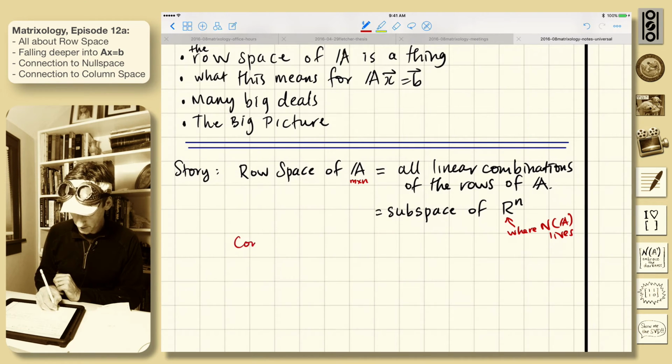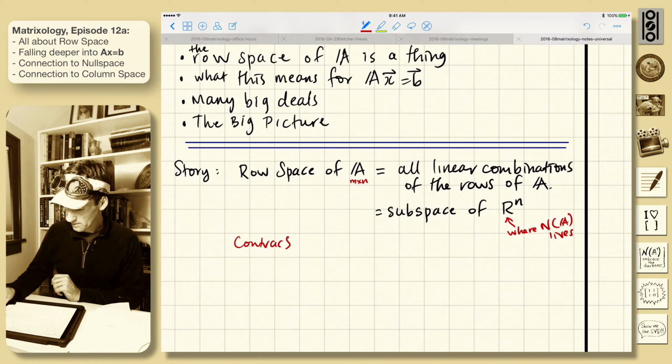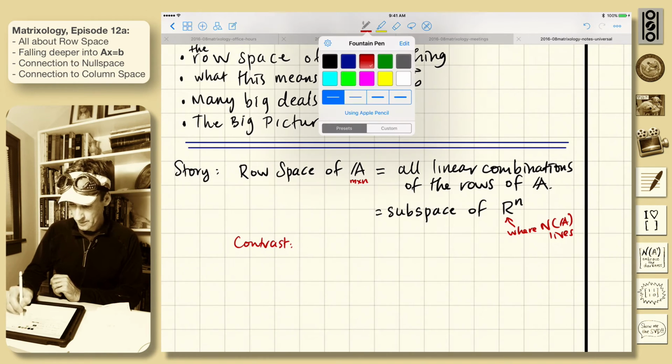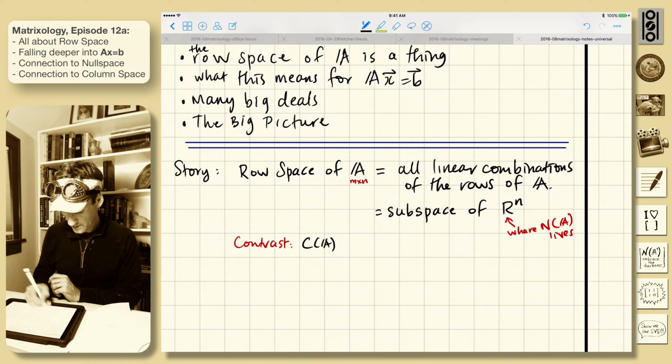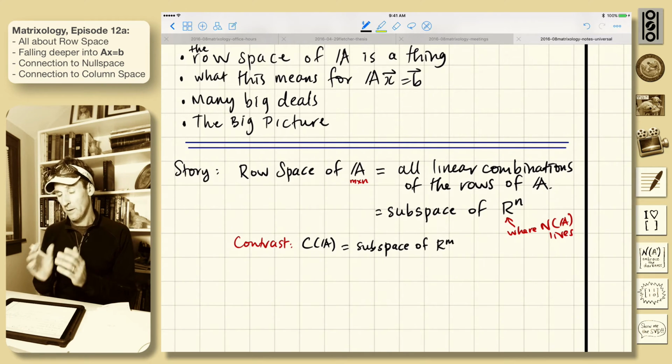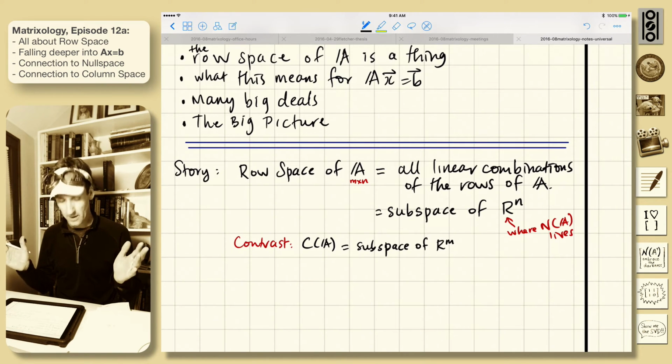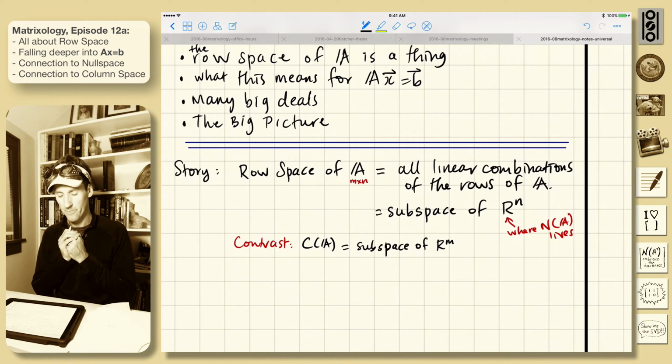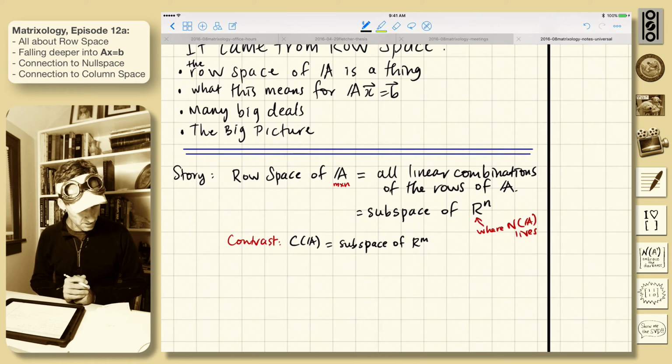Contrast with the column space of A, which is a subspace of R^m. You might imagine the transpose is going to matter here. The row space of A transpose will be A's column space, and the column space of A transpose will be A's row space. They're connected. Very nice. Okay, so lots of big deals.